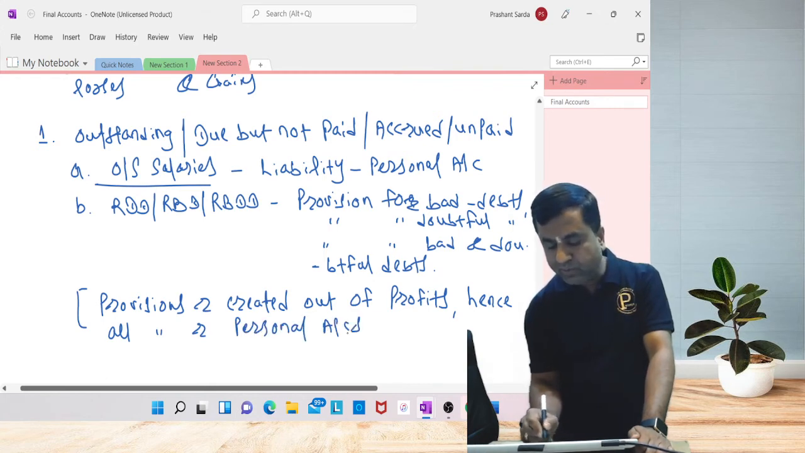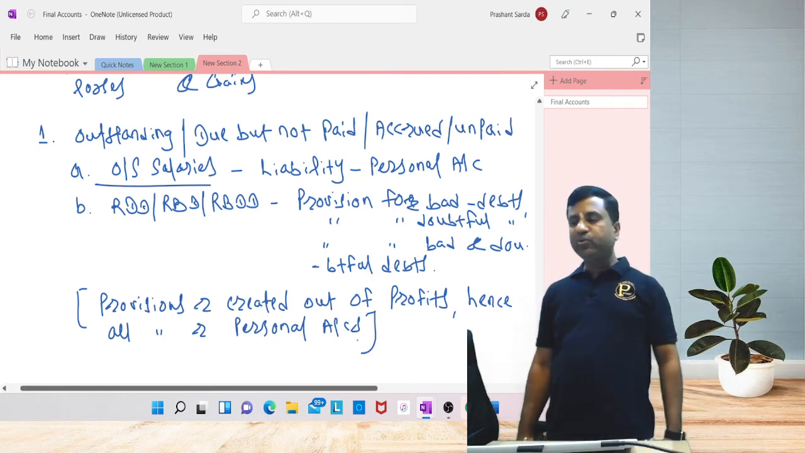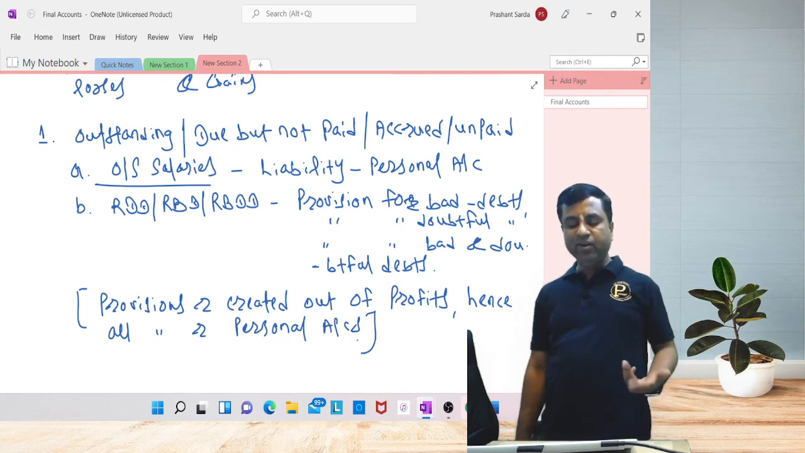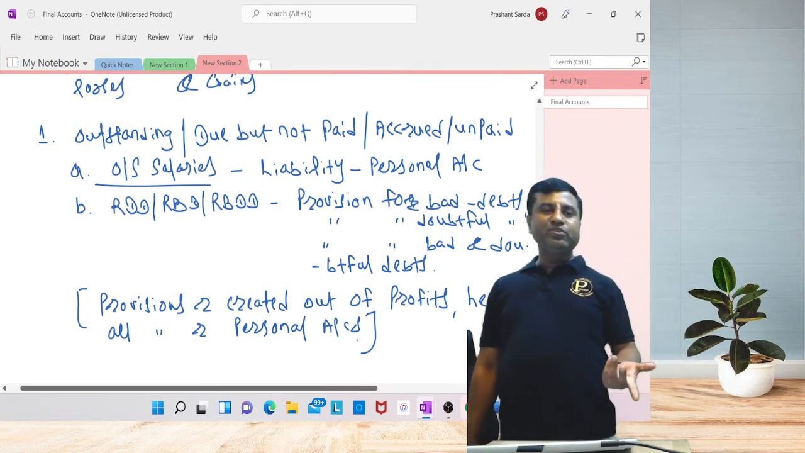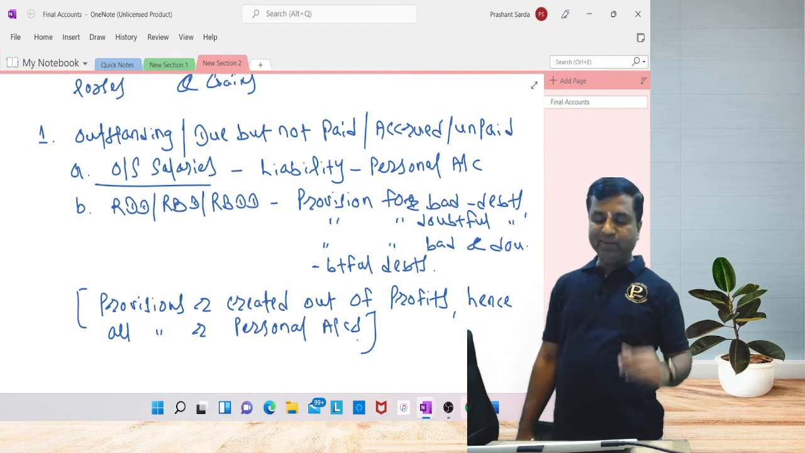इसका मतलब है आप कोई भी प्रोविजन कीजिए, प्रोविजन फॉर बैड डेट्स, प्रोविजन फॉर डाउटफुल डेट्स, प्रोविजन फॉर बैड एंड डाउटफुल डेट्स, प्रोविजन फॉर डिप्रीशिएशन, प्रोविजन फॉर इनकम टैक्स, all these are nothing but the personal accounts. Why? Because any provision is created out of profit and that belongs to obviously to a liability and hence it becomes a liability, again a personal account there.